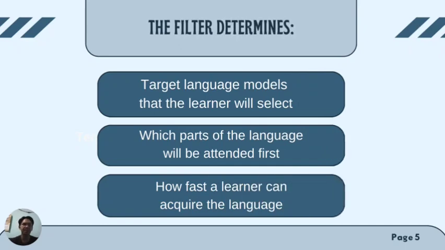The filter can be determined into target language models that the learner will select. This filter can influence which language models or input sources learners choose to focus on. The second is which parts of the language will be attended to first. This filter influences which aspects of the language learners attend to based on their current knowledge and understanding. And the last is how fast a learner can acquire the language. This filter can also affect how quickly learners acquire the language.